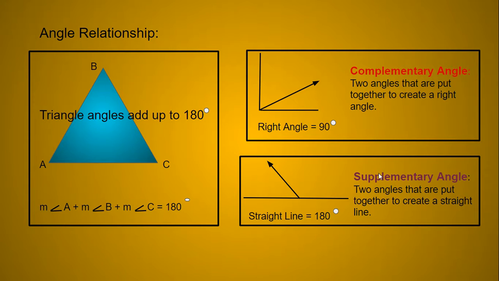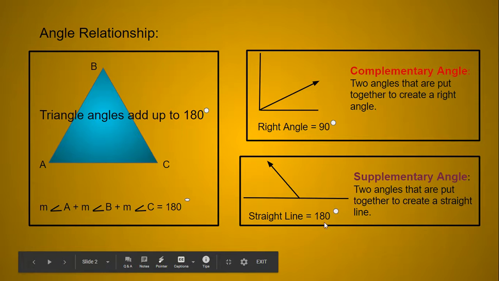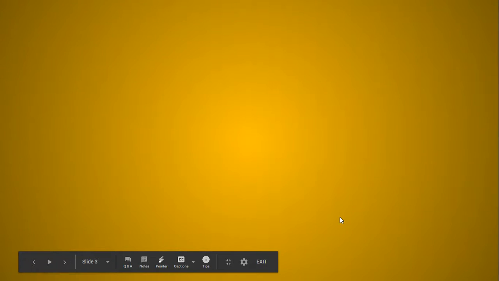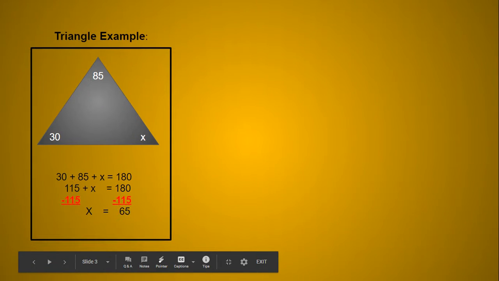One way to remember is that complementary has one p, turn it around, which is a 9. Supplementary has two p's, you turn them around, looks like two 9s. So a 90 plus a 90 would be 180. Looking at some examples using these.